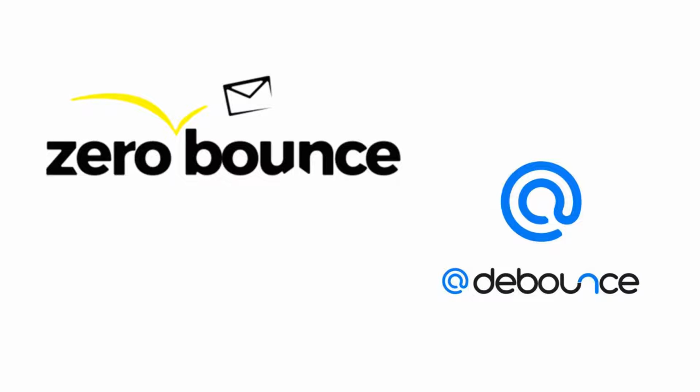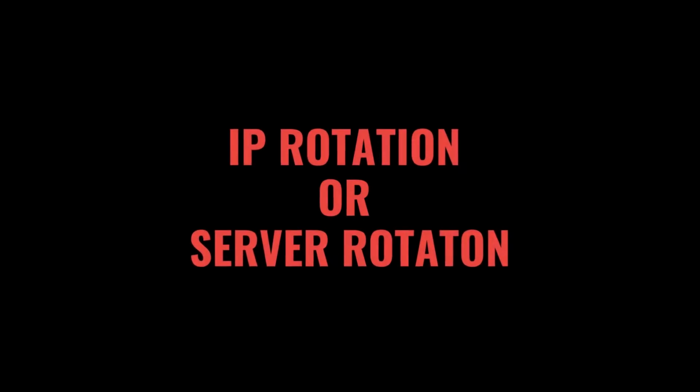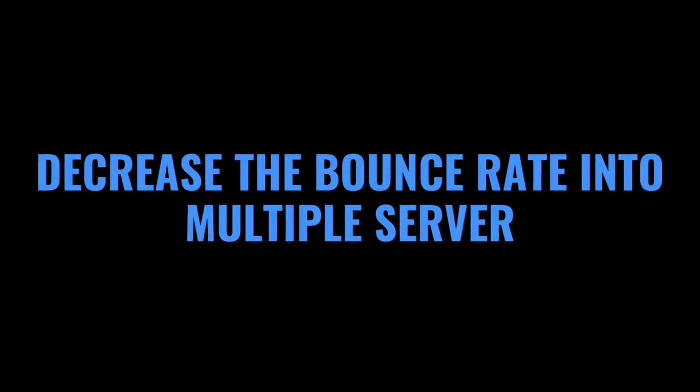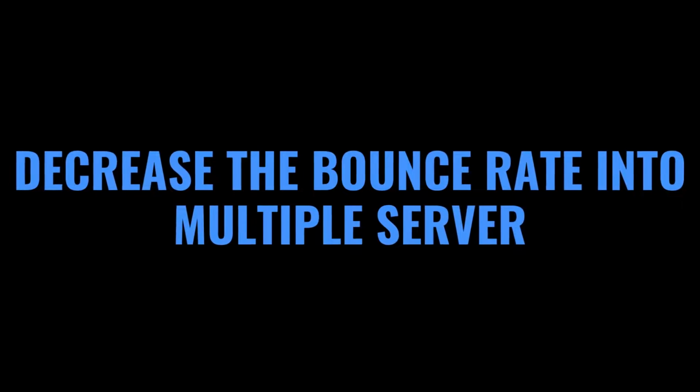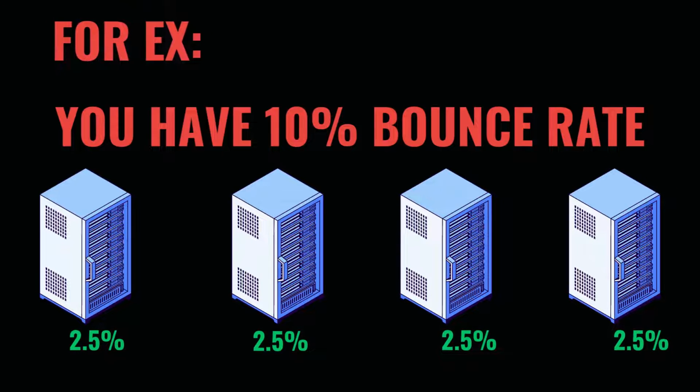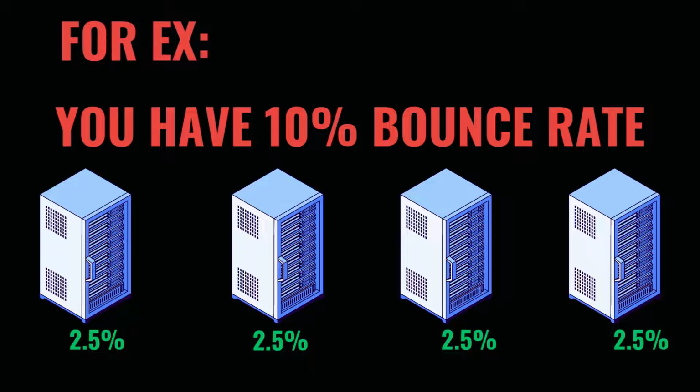How to validate emails? You can use premium services like DeBounce or ZeroBounce or whatever email validation service you want to validate your addresses. It's very important. And by the way, when you configure IP rotation or server rotation, you can simply decrease or distribute the bounce rate on multiple servers. So as an example, if you have 8% or 10% bounce rate distributed on four servers, then maybe each server will get 2.5%. So this will also be good for your IP reputation according to your servers if you distribute the load on multiple servers.